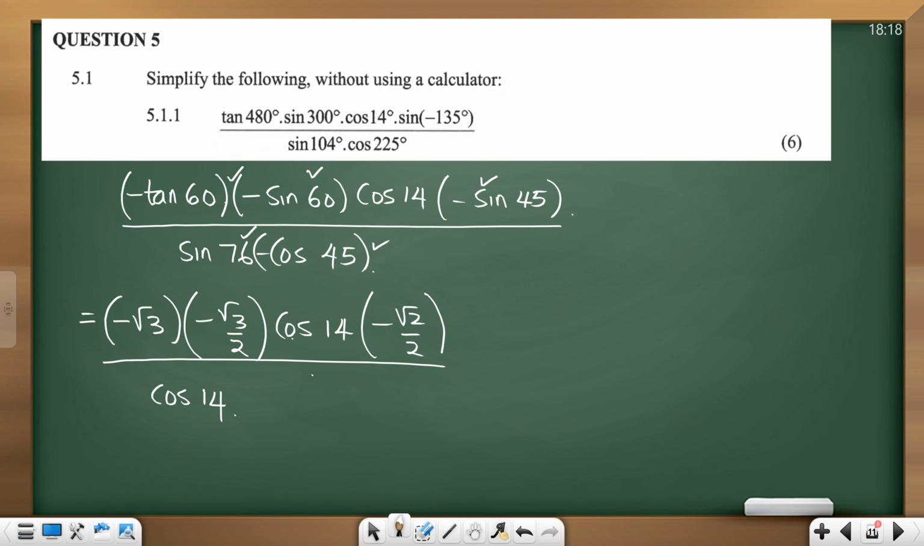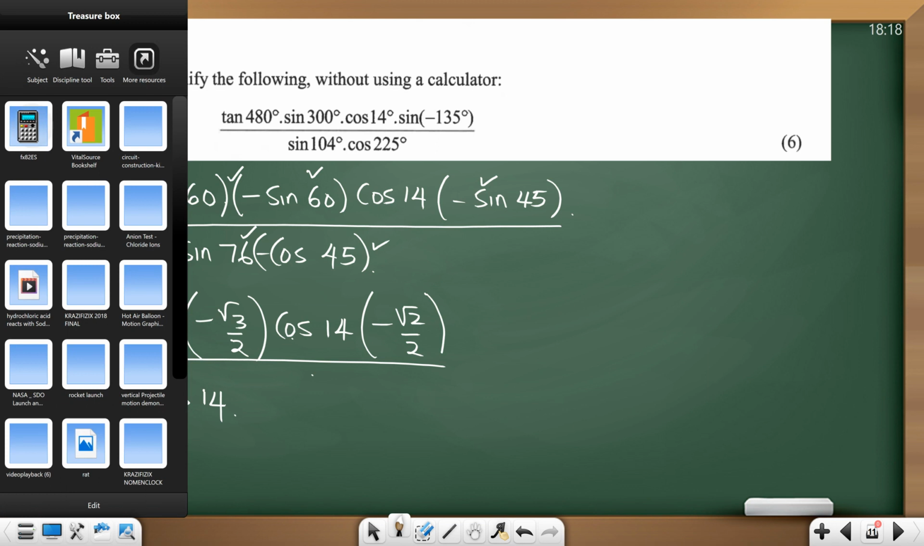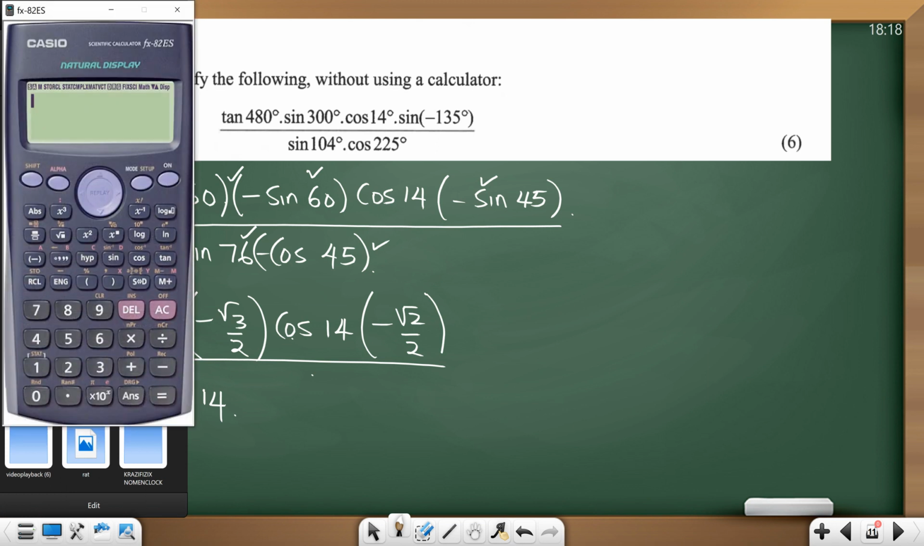But sine 76 is the same as cos 14. I said for cos, if it doesn't give you an acute angle, cos 225, shift cos answer 135. What do you do? Subtract 180. Negative 45.